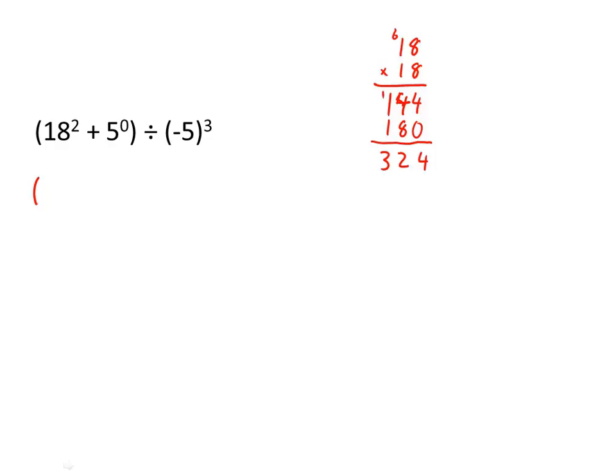So inside this brackets right here is going to be 324. Now, that was our tough part of the math thing right there. Now we have this plus 5 to the 0. So anything to the power of 0 is just going to simply be 1. So that's going to be 1.